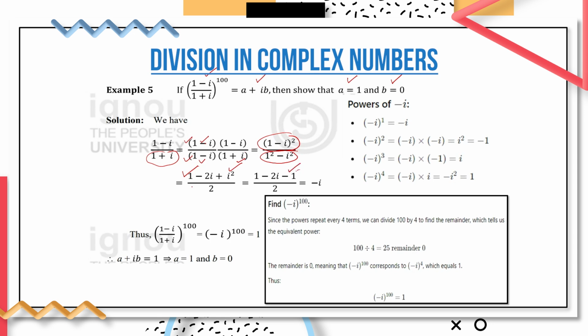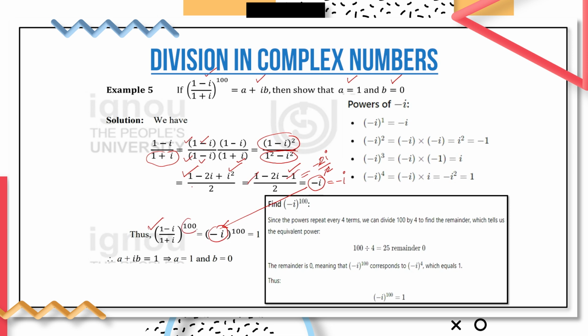So that is why this one and this one will cancel out, and what you will get is minus 2i upon 2, and 2 and 2 again cancel, and what you will get is minus i. So that means (1 minus i) upon (1 plus i) is finally solved to the value minus i.